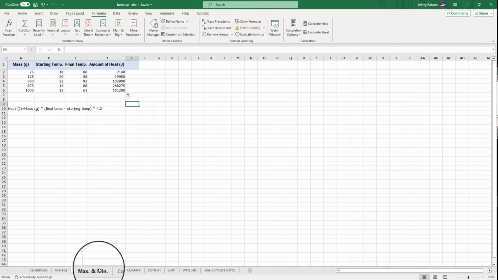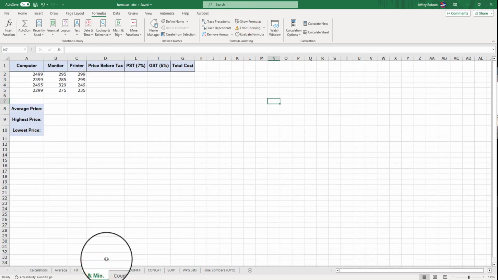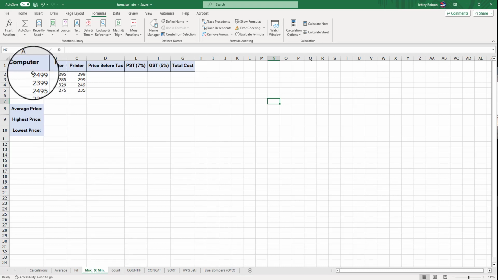Look at that. The max and min sheet here. This is if you were going to buy yourself a little computer system. And what this is, 3 different systems here with a computer, a monitor, and a printer. We want to figure out what they would cost, which is the best one, which is the worst one, and what the average is. So the first thing is these are prices, these are money. Right now they just look like numbers though.